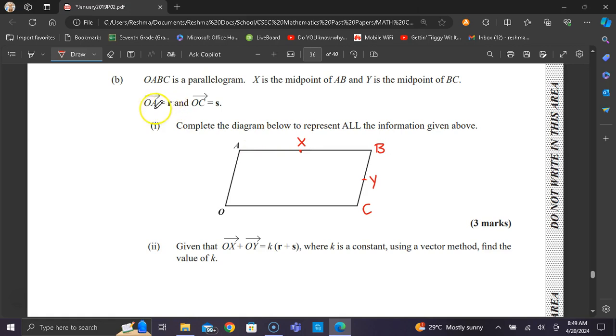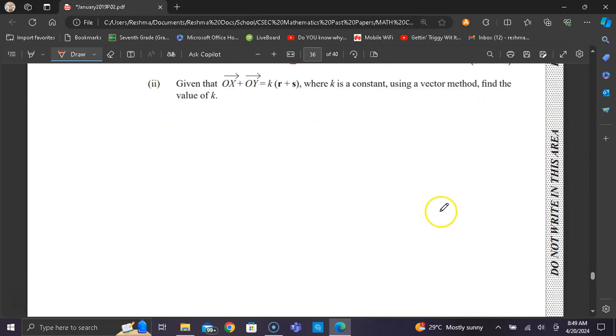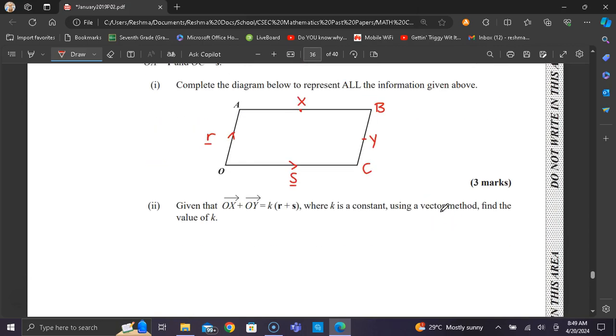Okay, next, they told us that OA is equal to R. So OA is equal to vector R. And OC is equal to vector S. Okay, so we've put in all the information that they gave us. So, part 2: given that OX plus OY is equal to K times (R plus S), where K is a constant, using a vector method, find the value of K. Okay, so this is worth 3 marks.